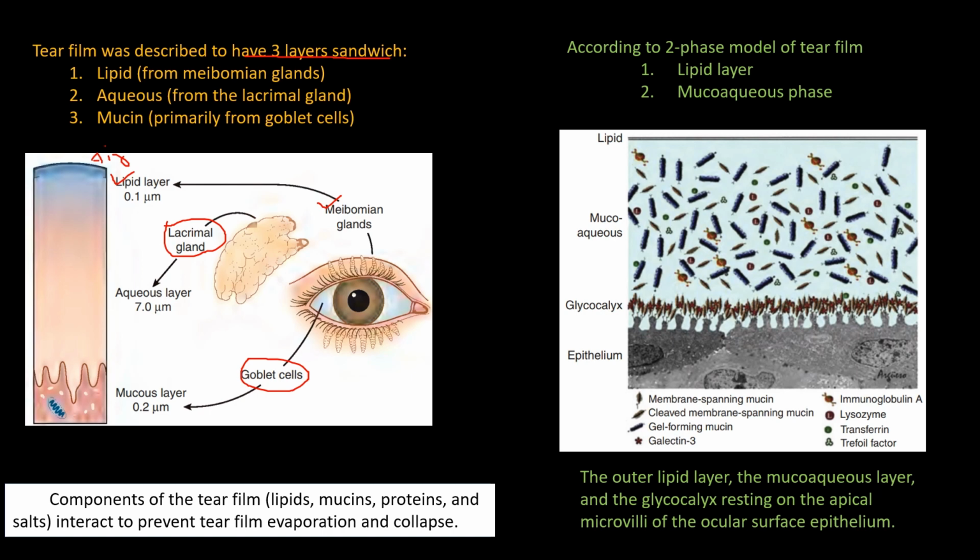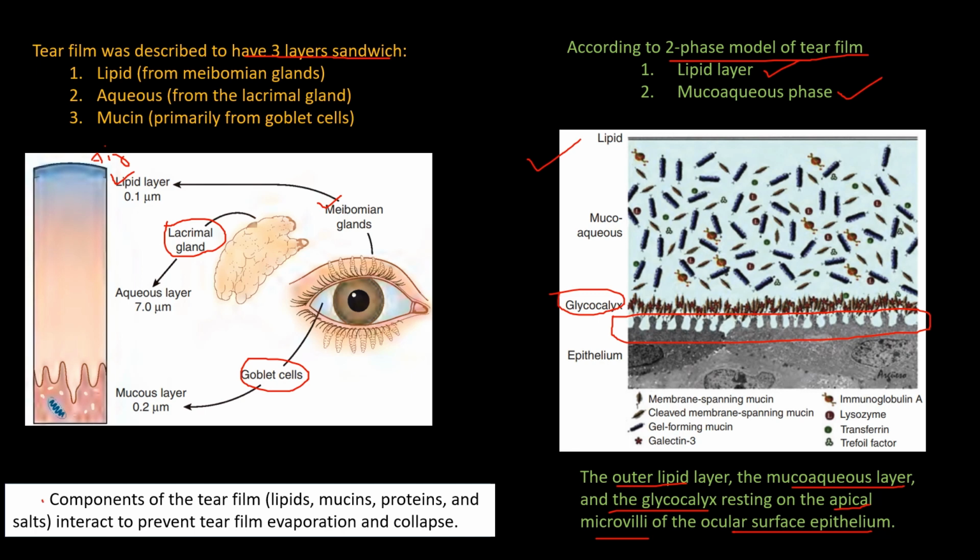According to latest studies, a two-phase model of tear film has been postulated. The lipid layer is the first layer and the mucoaqueous phase is the second layer. In this image, the outer lipid layer, the mucoaqueous layer, and the glycocalyx resting on the apical microvilli of the ocular surface epithelium. So these are the microvilli of the ocular surface epithelium. This is the glycocalyx, which is helping the tear film to stay attached to the surface epithelium.